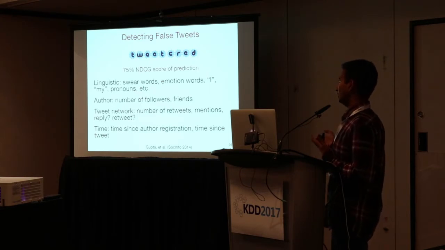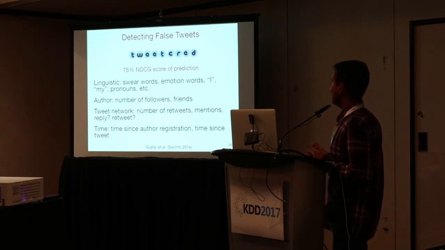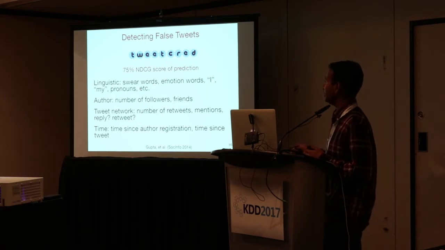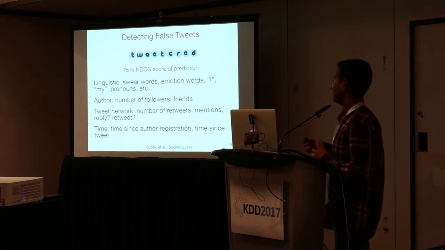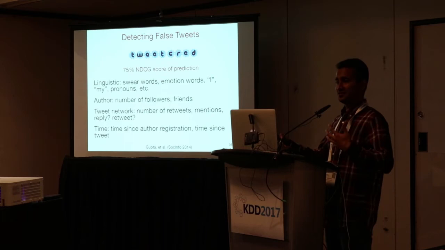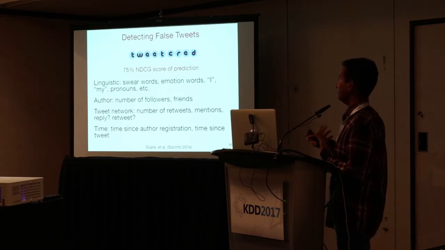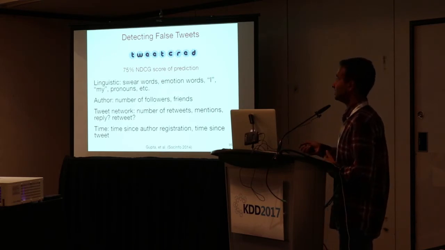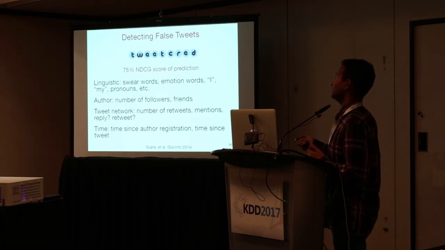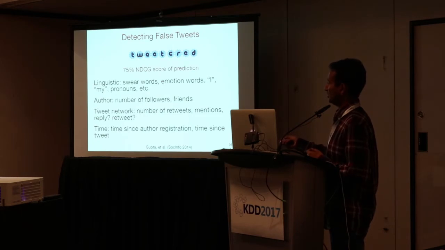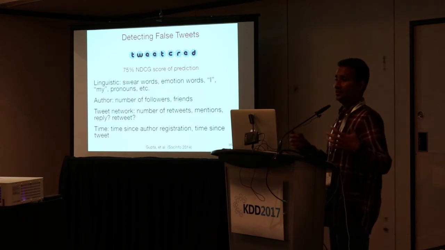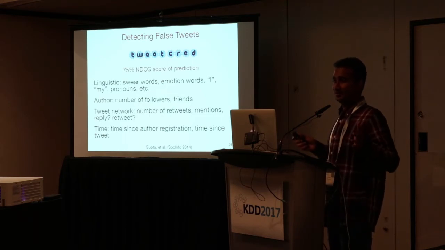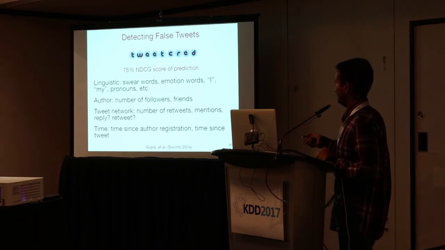Looking at false tweets, in 2014, this article looked at false tweets as well as genuine tweets, and it got an NDCG score of 75% by using linguistic features, author-based features, tweet network features, and time. So linguistic features means the actual text that is contained in this tweet.